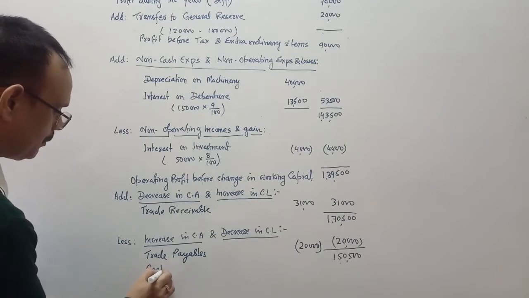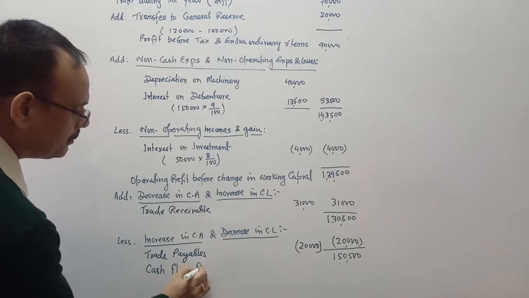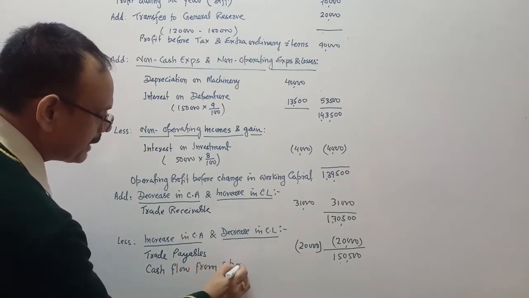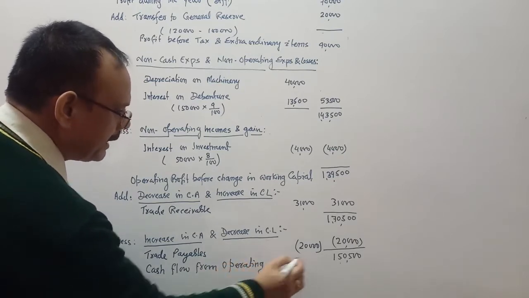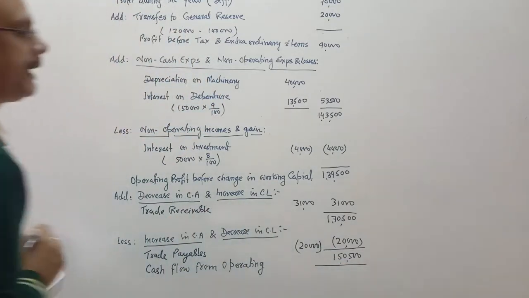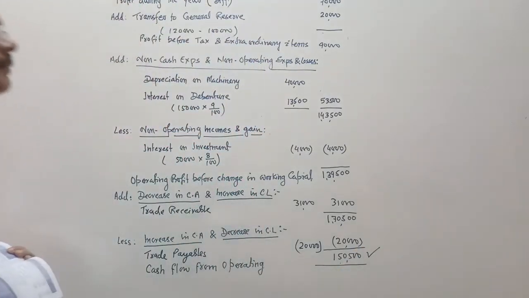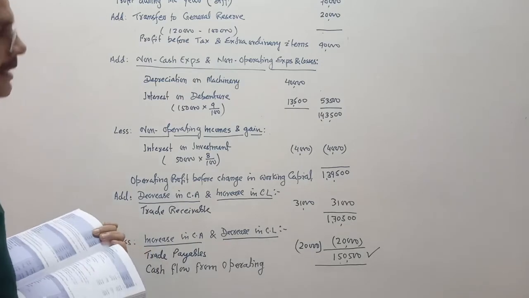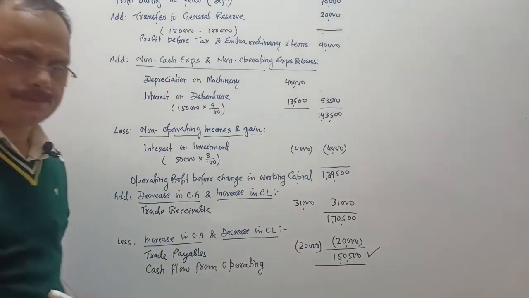Cash flow from operating activities. Answer is what? Cash flow from operating activities. This one. Cash flow from operating activity is 1,50,500. Is it clear? 1,50,500 is the cash flow from operating activities.